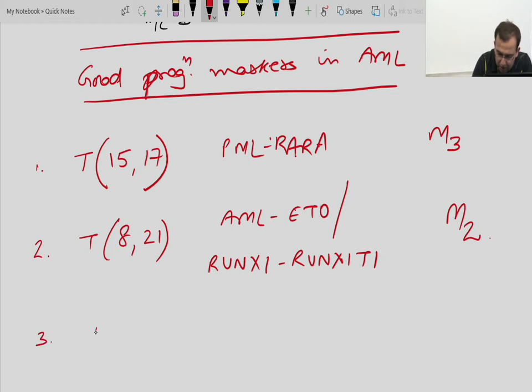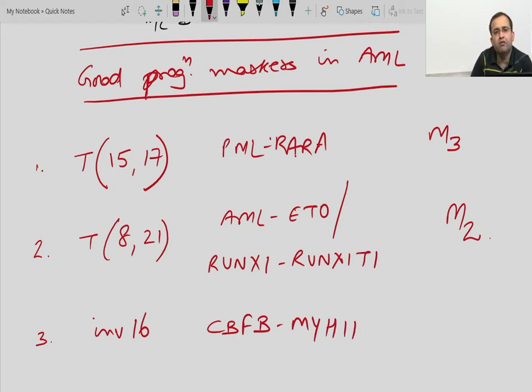And the last is inversion 16. The fusion transcript is CBFB MYH11. Even if you don't remember this, I am okay with it. The others have to be remembered. Inversion 16 is seen in M4, and in which special subtype of M4? M4 with eosinophils.